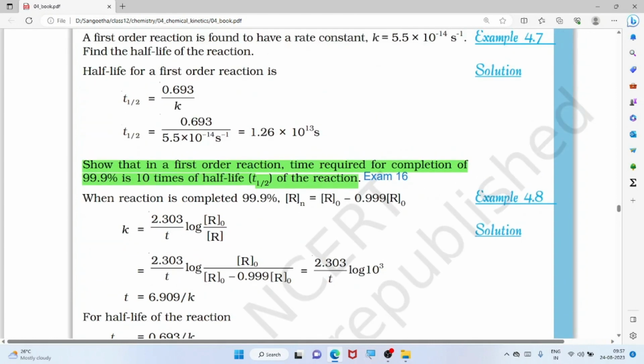So here, to complete 99%, the time required for a first order reaction is 10 times the first half-life. See, from 100% to 50% is one t1/2 time, then 50% to 25% is another t1/2. So it takes 10 times t1/2 to achieve 99.9%.